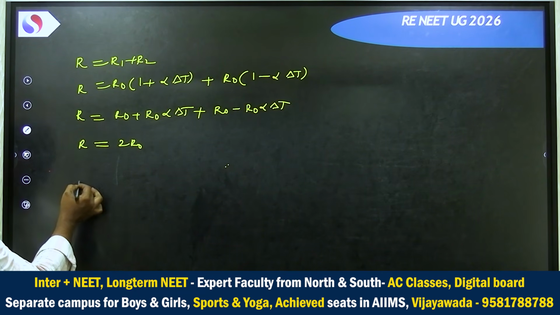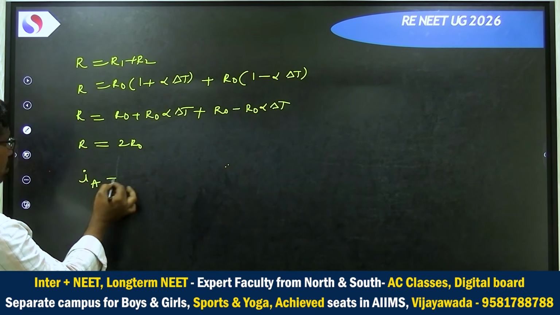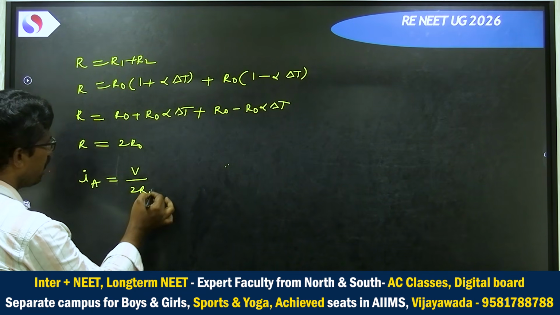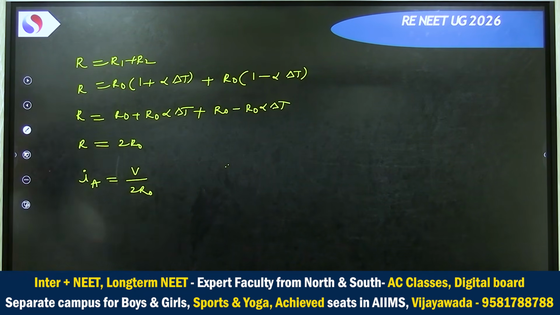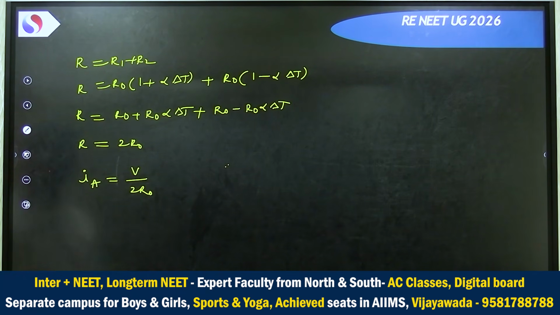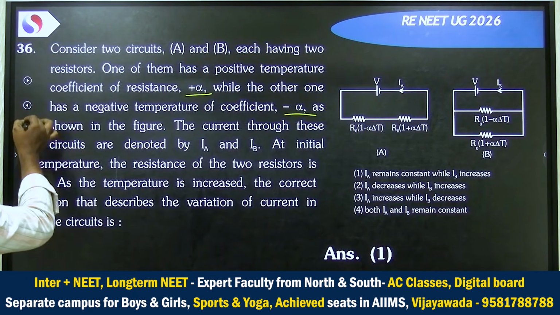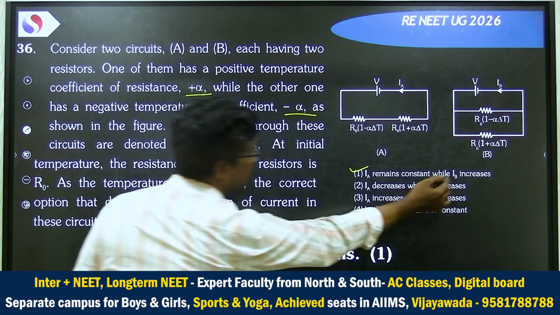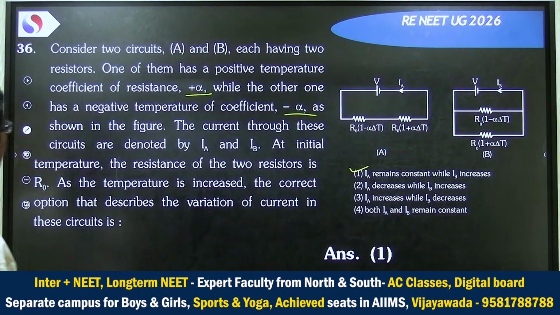Now the current through A is I is equal to V by the resistance, 2 R0. Here there is no temperature term. The resistance is independent of temperature. That's why IA remains constant. We have to see next how IB changes.